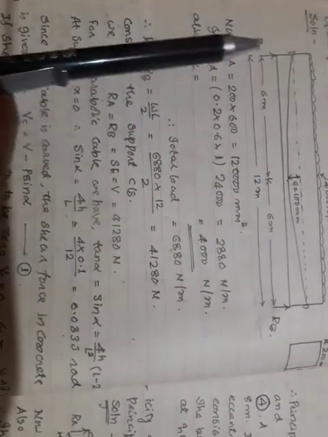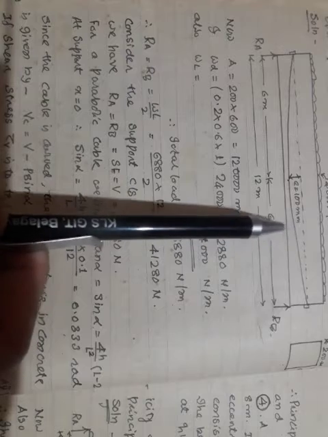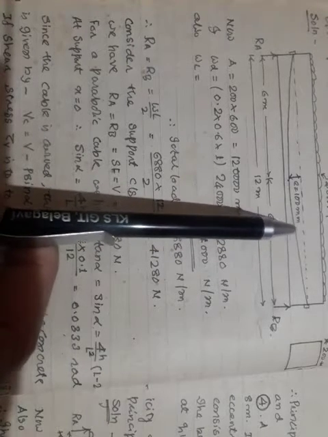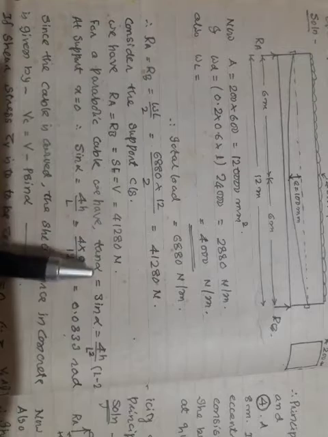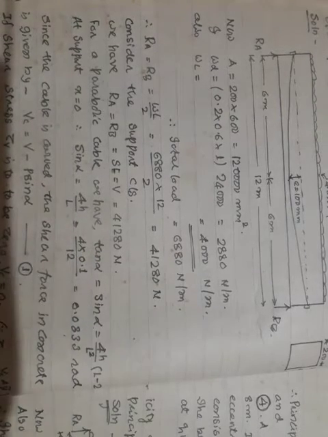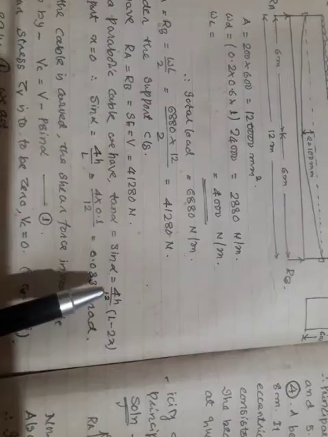And since the cable is laid parabolically and has some inclination, the cable carries some shear force. So we'll try to calculate the shear force carried by the cable. For a parabolic cable we have tan alpha, or sin alpha, equal to 4h by L square into L minus 2x. Now I will explain how it has come.